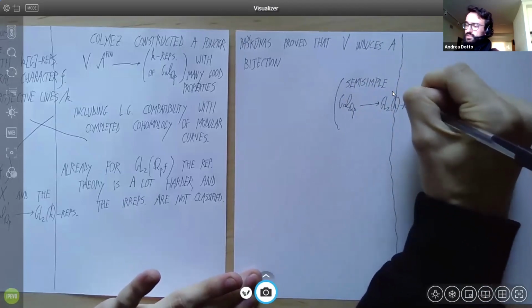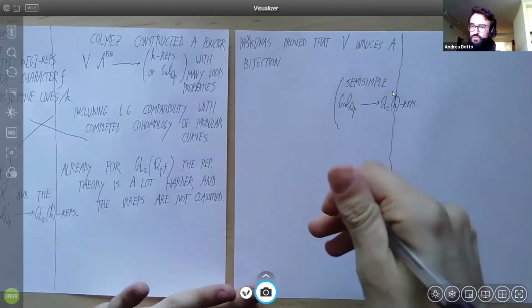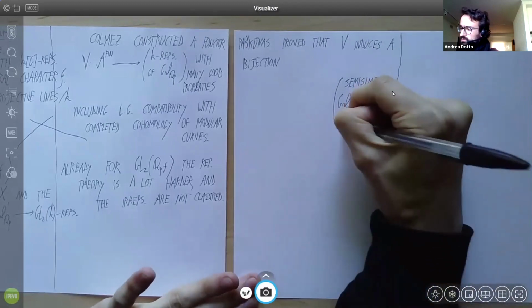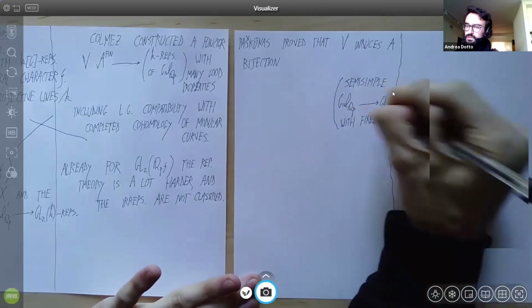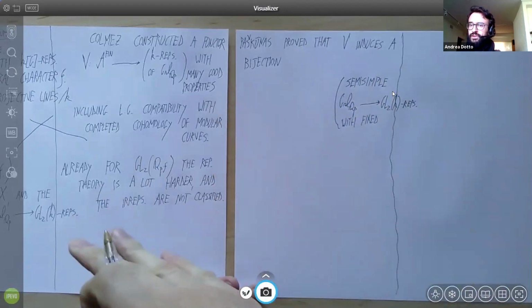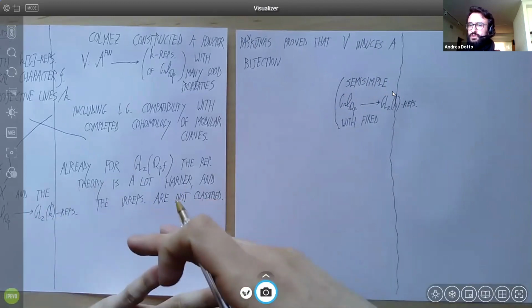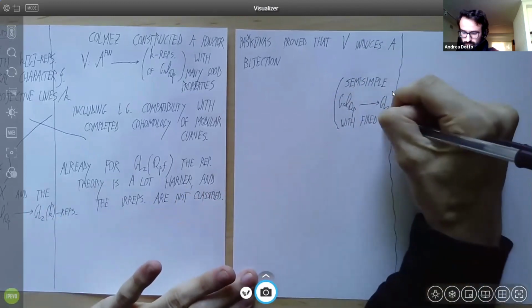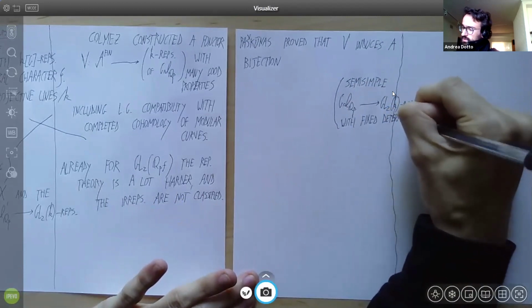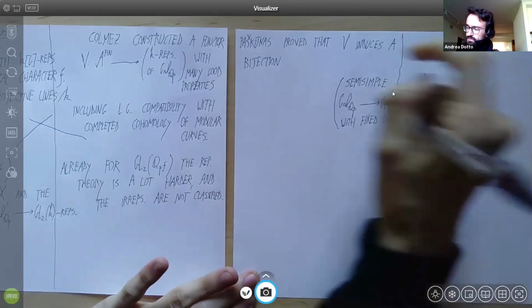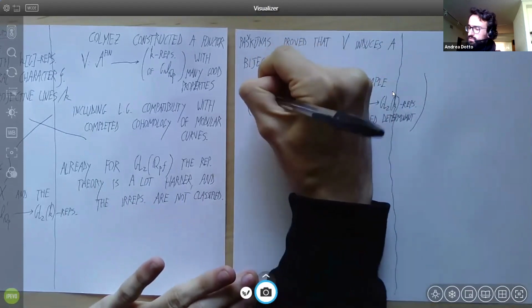And in order to be completely correct, I should tell you that I am going to fix the determinant of these representations. The determinant is supposed to be, via local class field theory, the same as the central character as before, but twisted by the cyclotomic character. And it turns out that these semi-simple representations parameterize the blocks of this category A.